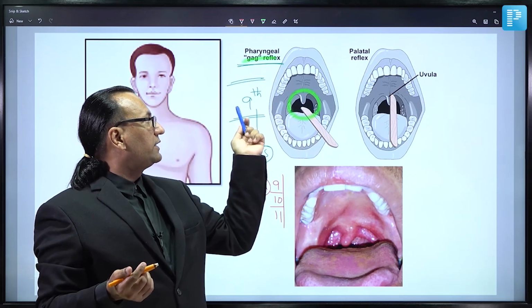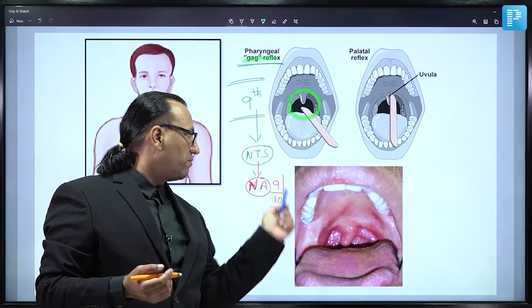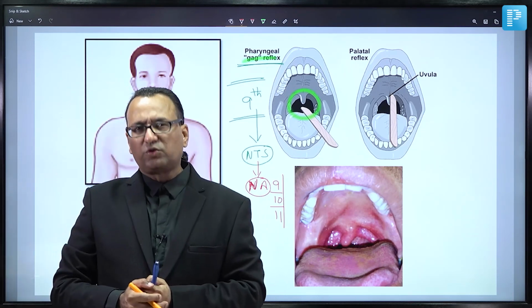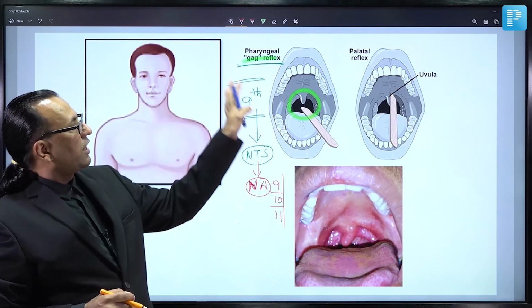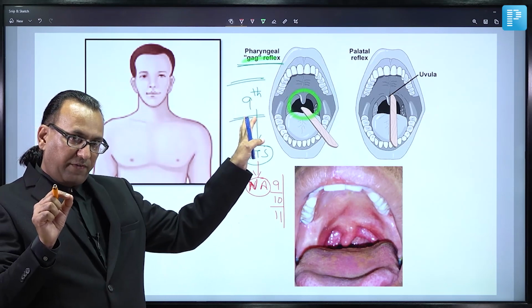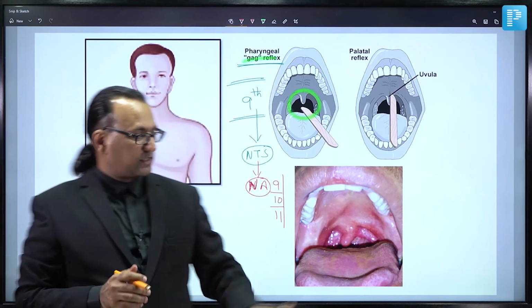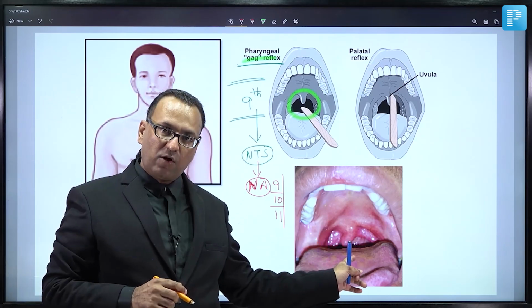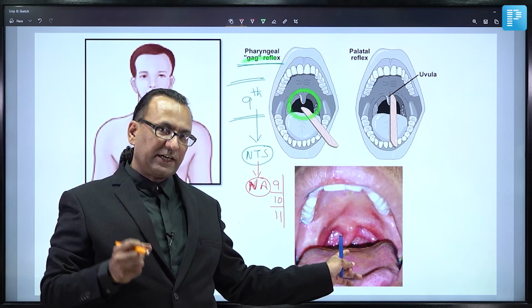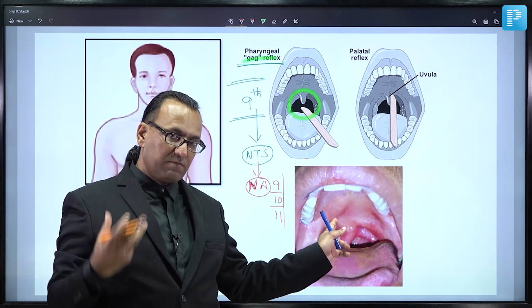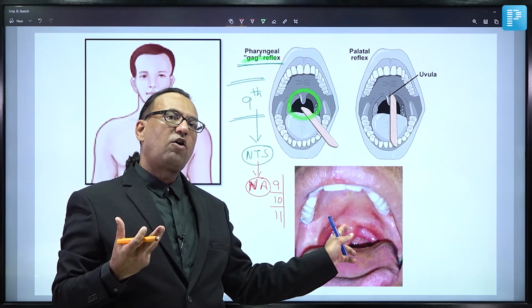Sensory component 9th nerve, motor component 10th nerve, with minor contribution from 9th. But be careful. If you want to check the 9th nerve, you do the gag reflex. More specifically, if you want to check the 10th nerve, what is the first thing you do? Just ask the patient to open the mouth and say "ah". When the patient says it, the 10th nerve will be working upon the soft palate muscles, which will be undergoing contraction.